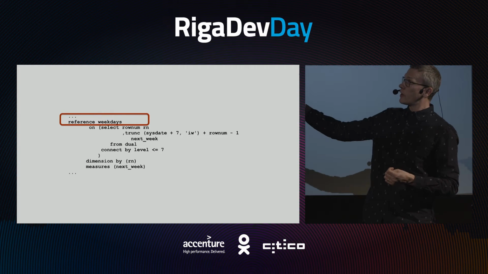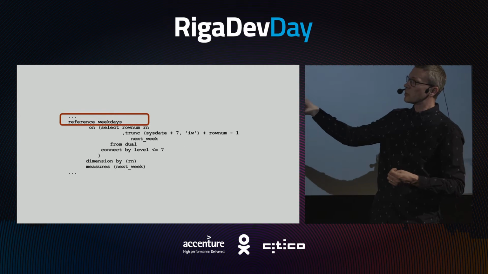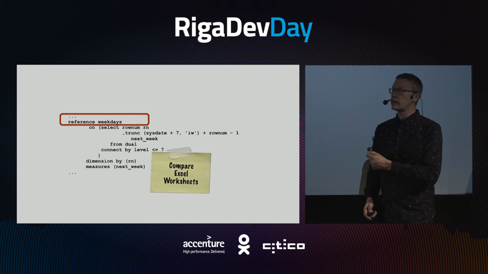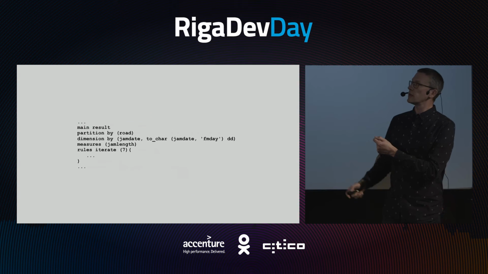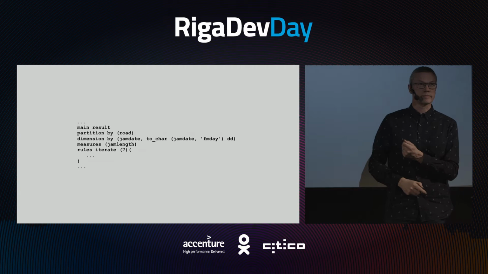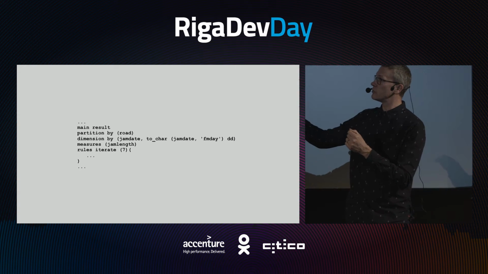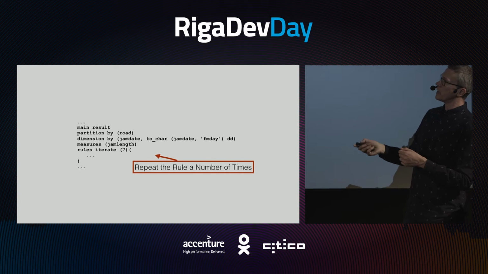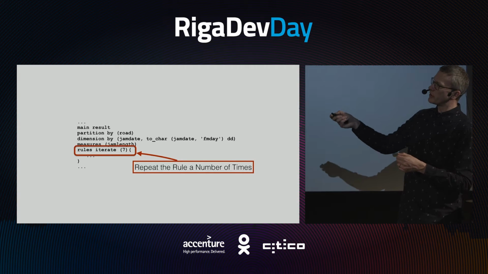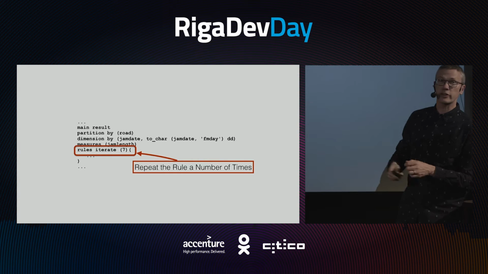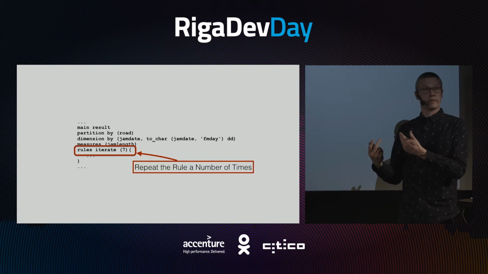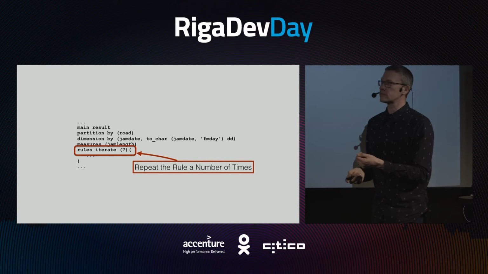Okay, so we can reference this weekdays query, so that's the worksheets, in our main results. And those are the keywords that you need to use: the references and the main results. Basically, the whole query stays the same. We're going to iterate our rule 7 times because we have 7 days in the week.